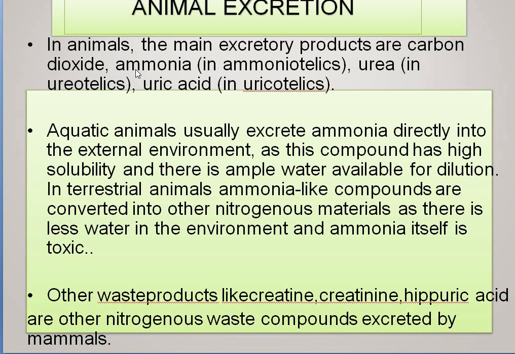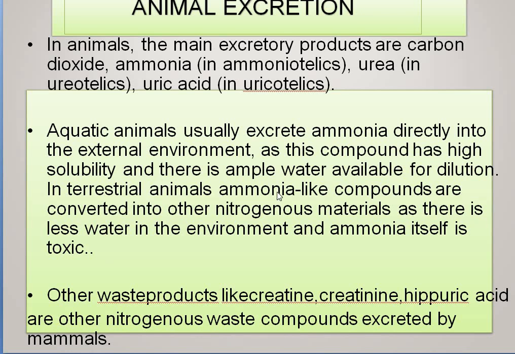Now if I talk about ammonia, the aquatic animals excrete ammonia. Why? The reason being, it is very toxic, and the organisms use very little energy in the formation of ammonia, and it is highly soluble in water. Because of its high solubility, there is ample water available for dilution in case of aquatic animals.